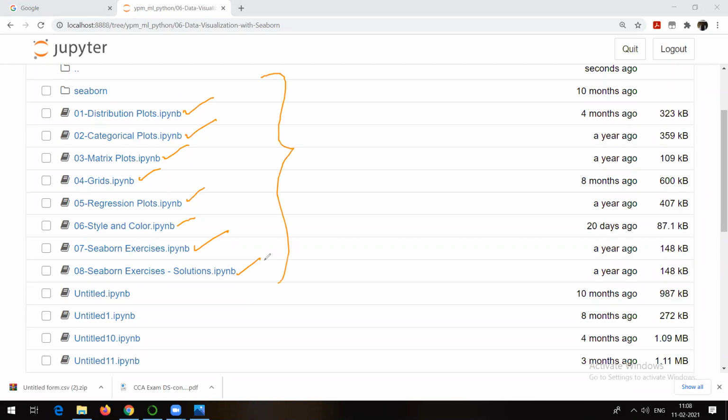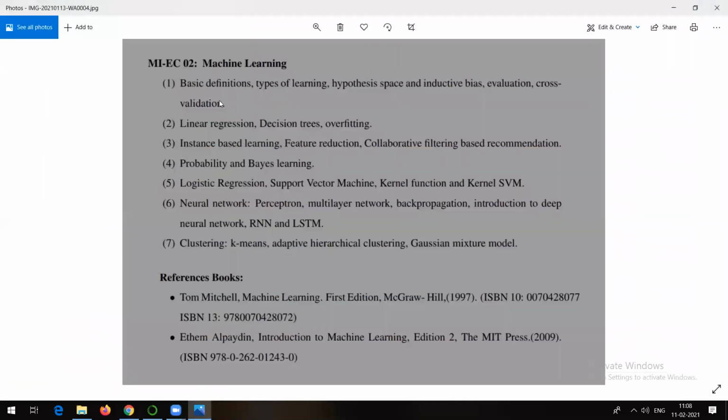At least if you try to do some hands-on with all these files, definitely it will help you to make things easier. It will help you make sense of the things we have discussed or are going to discuss, as mentioned in your syllabus, right? So that's why these things are necessary.